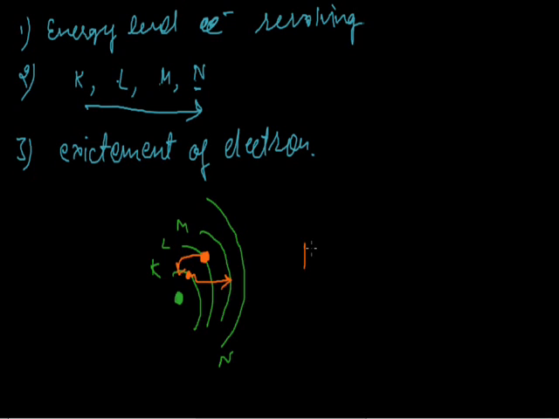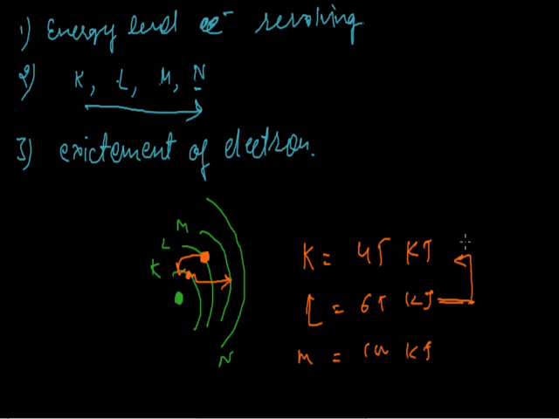Means if the K shell has 55 kilojoule energy, the L shell has 65 kilojoule energy, and the M shell has 100 kilojoule energy, then if an electron revolving in the L shell wants to come to the K shell, it should have energy of only 55 kilojoule and the extra energy will be lost. It will be released. Now if an electron revolving around the L shell wants to come into the M shell, then obviously it should have 100 kilojoule energy.